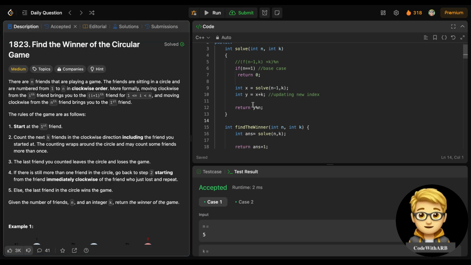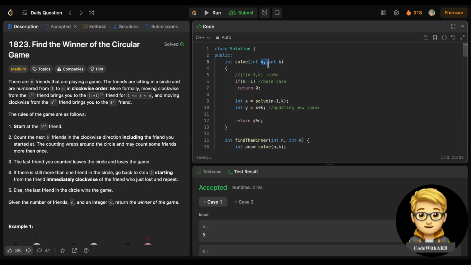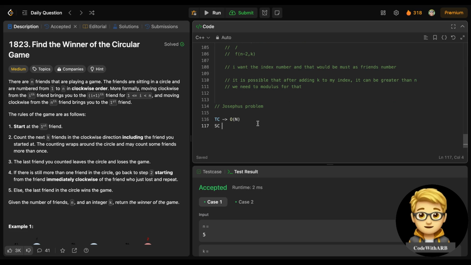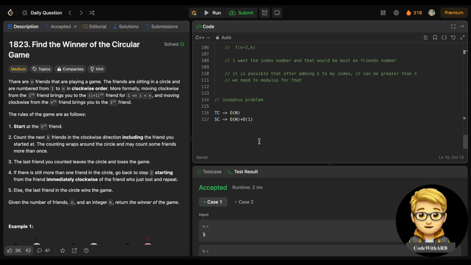So this is a recursive function. Time complexity is O of n for sure, because you iterate from O of n minus 1 till O of 1. The space complexity: if you consider the auxiliary stack space, this is O of n for sure. But if you don't consider it, this is O of 1. Due to this recursion it is O of n, otherwise it is O of 1.